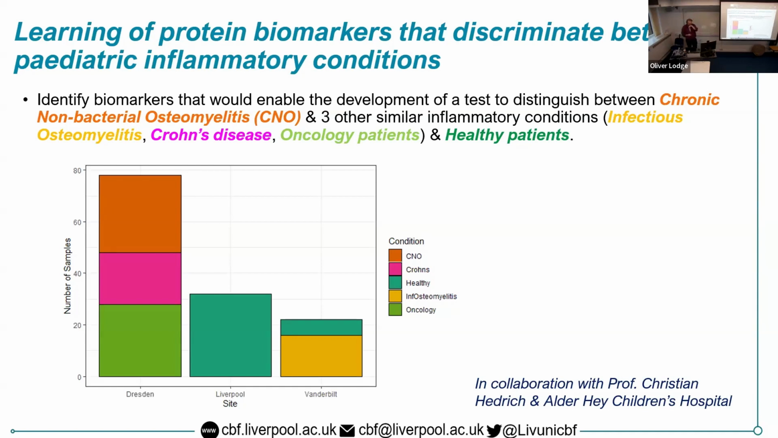So the main idea is to try and distinguish between this one condition called chronic non-bacterial osteomyelitis, or CNO for short, and 3 other similar inflammatory conditions. So infectious osteomyelitis, which is effectively equivalent, but caused by a specific bacterial infection of the bone, Crohn's disease, and then also oncology patients, and then also contrast these with healthy patients as well. So we want to distinguish this condition from healthy, and then also distinguish it from other mimic conditions that it could be confused with.